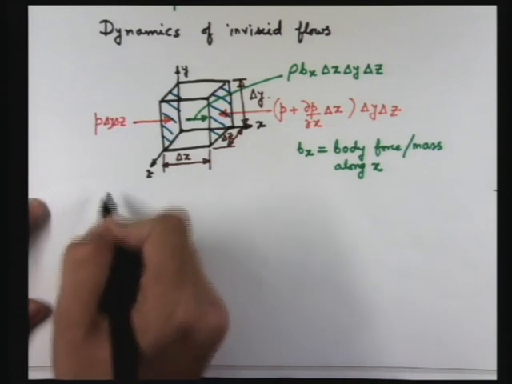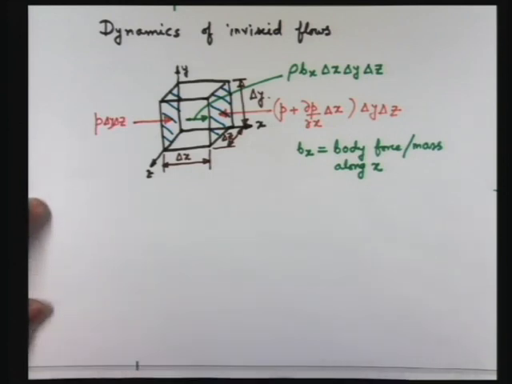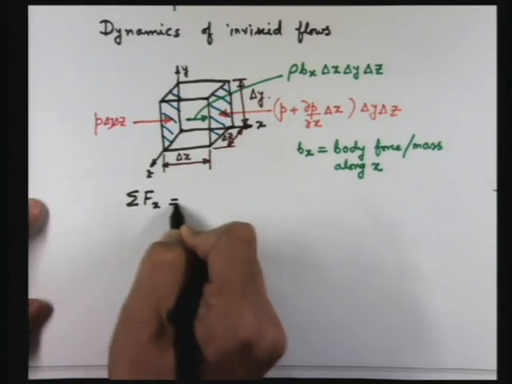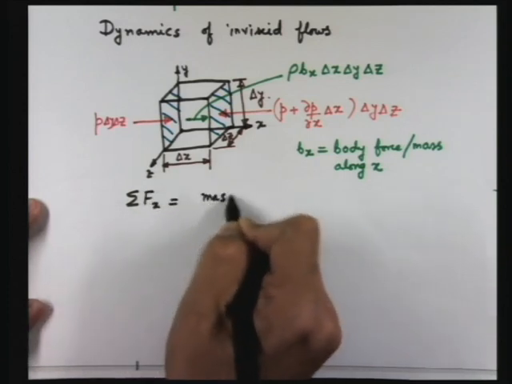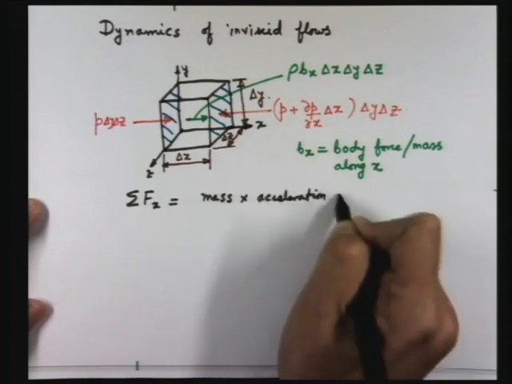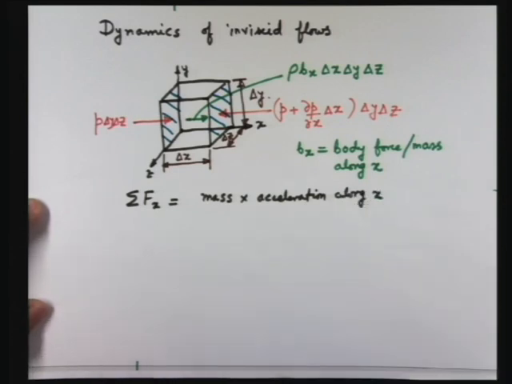Now let us write the Newton's second law of motion for this fluid element along x. What is that? Resultant force along x is equal to mass of the fluid element times acceleration along x. Right? Very straightforward, the Newton's second law of motion for the fluid element. So what is the resultant force along x? Resultant force along x is the resultant force due to the surface force and the body force.